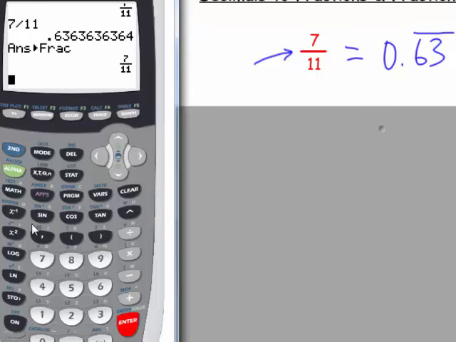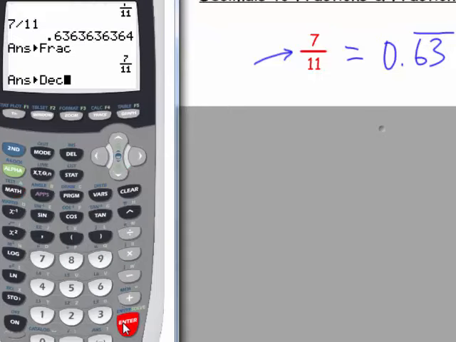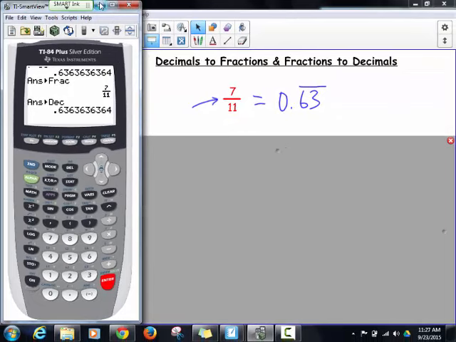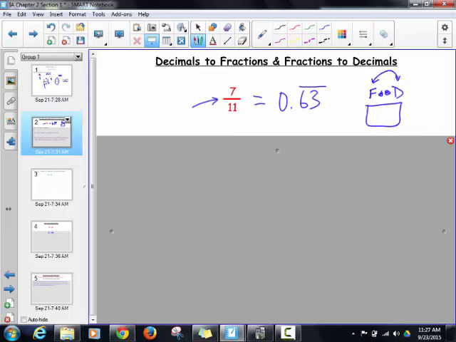And it works backwards too, right? If I want 7/11 as a decimal, I hit math, go down, change to a decimal, and there we go. So it works both ways. That's the quickest way to do it. If you have a scientific calculator, you need to look for a button where right above it says F to D. That'll change it from fraction to decimal and decimal to fraction, vice versa. So look for that button. I can help you in class if need be.